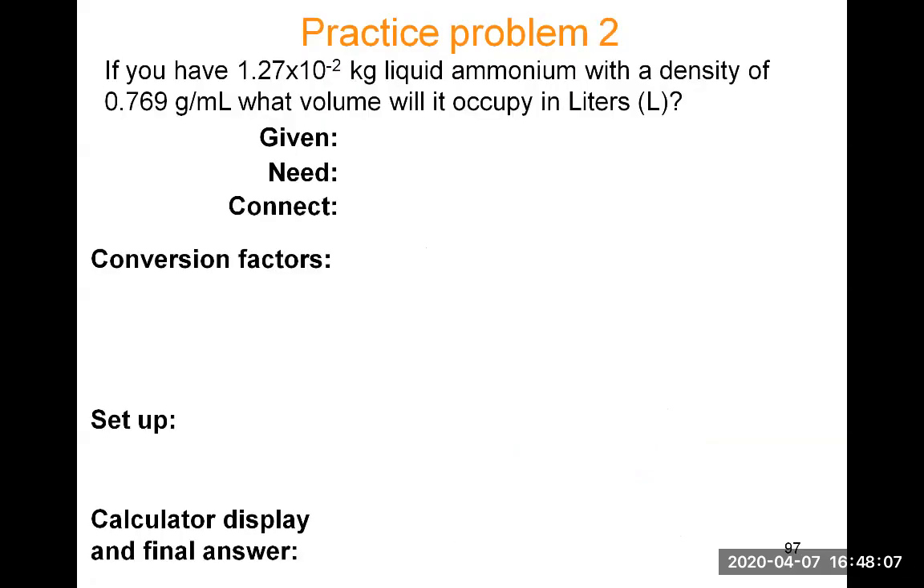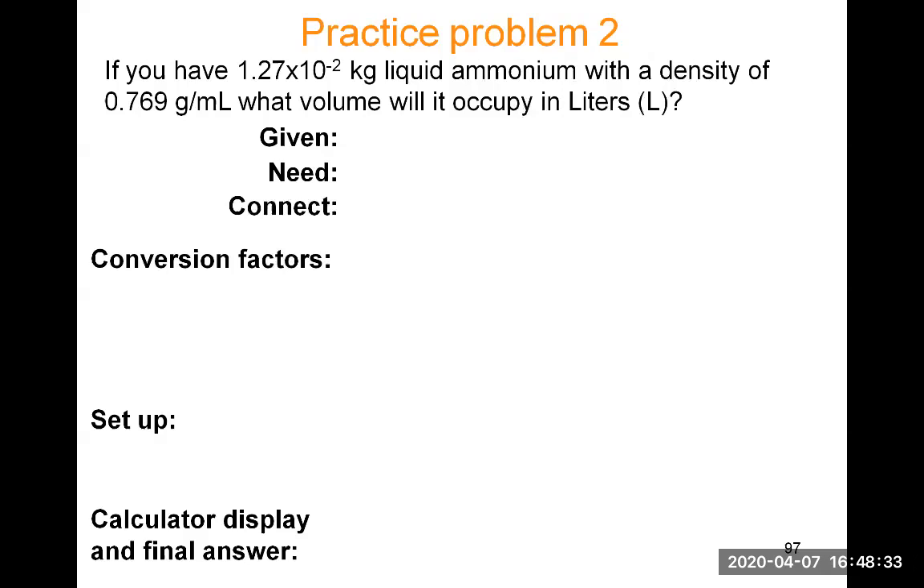Let's practice some more with the second problem. If you have 1.27 times 10 to the negative 2 kilograms of liquid ammonium with a density of 0.769 grams per milliliter, what volume will it occupy in liters? Again, pause the video before you watch the answer.